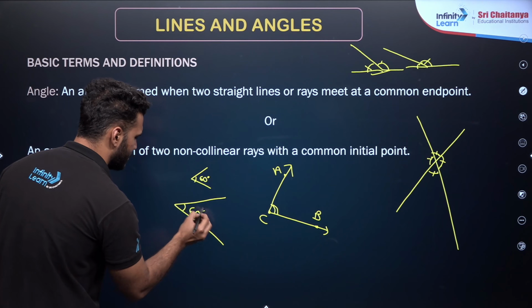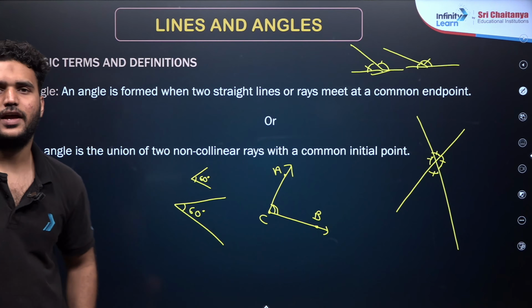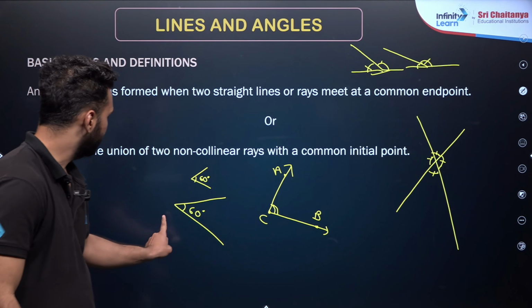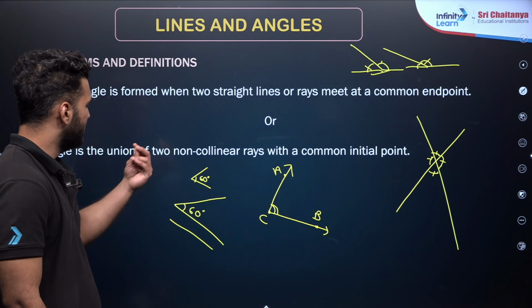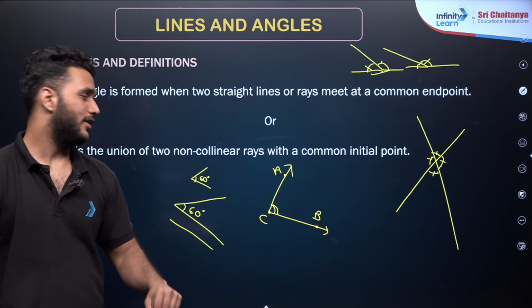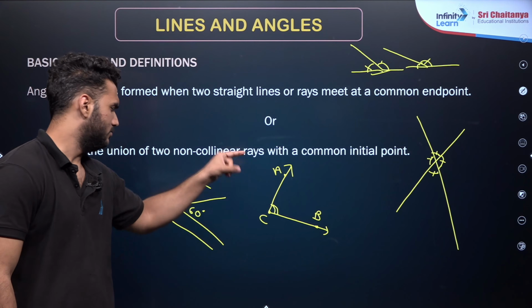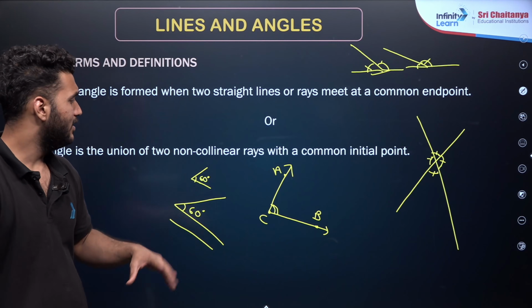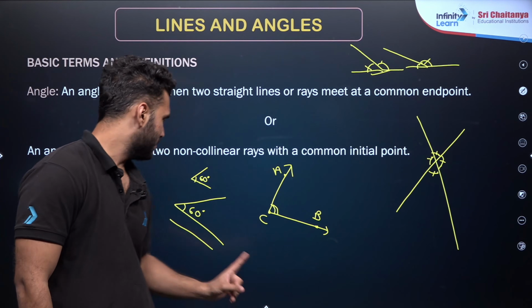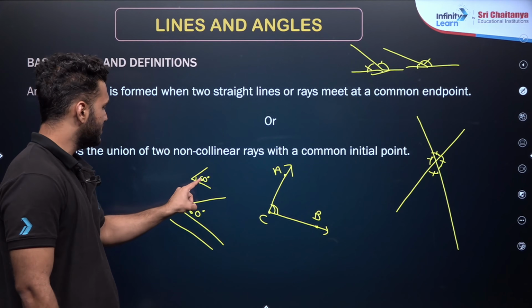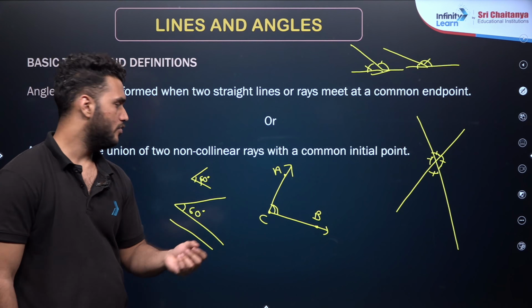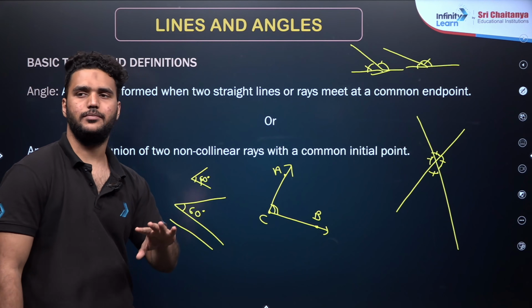This is, let's say, 60 degrees, and he asked which angle is greater. Most students think that this angle is greater, but few students knew that, sir, the angle does not depend on the length of this arm. The angle does not depend on the length of these lines; this line is known as an arm. We will talk about that also. So no matter how long this line is, it doesn't matter.